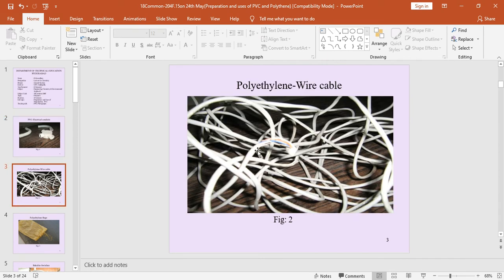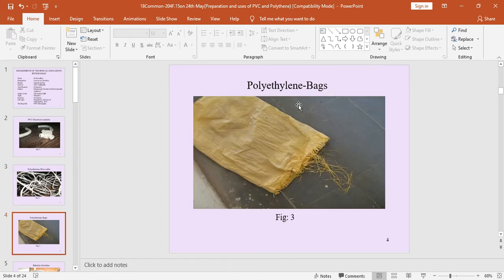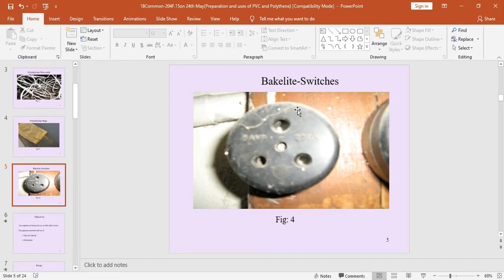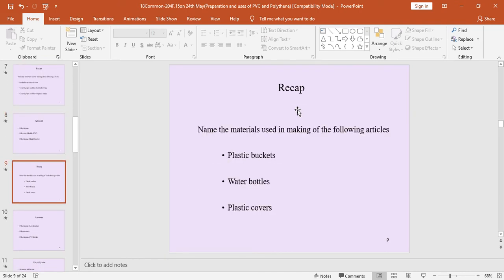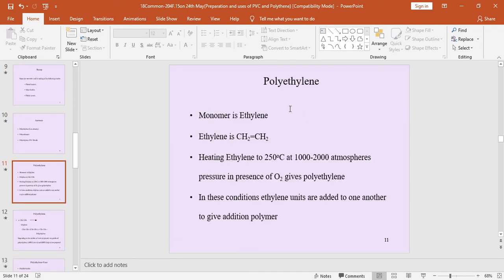See here, these electrical cables are prepared from PVC. This is an image of polythene wire cable. First in class I also showed a polythene bag. This is also prepared from polythene. Polythene is a polymer prepared by addition polymerization. In this, the monomer unit is ethylene. The ethylene formula is CH2=CH2. Heating ethylene to 250 degrees centigrade at 1000 to 2000 atmospheres.